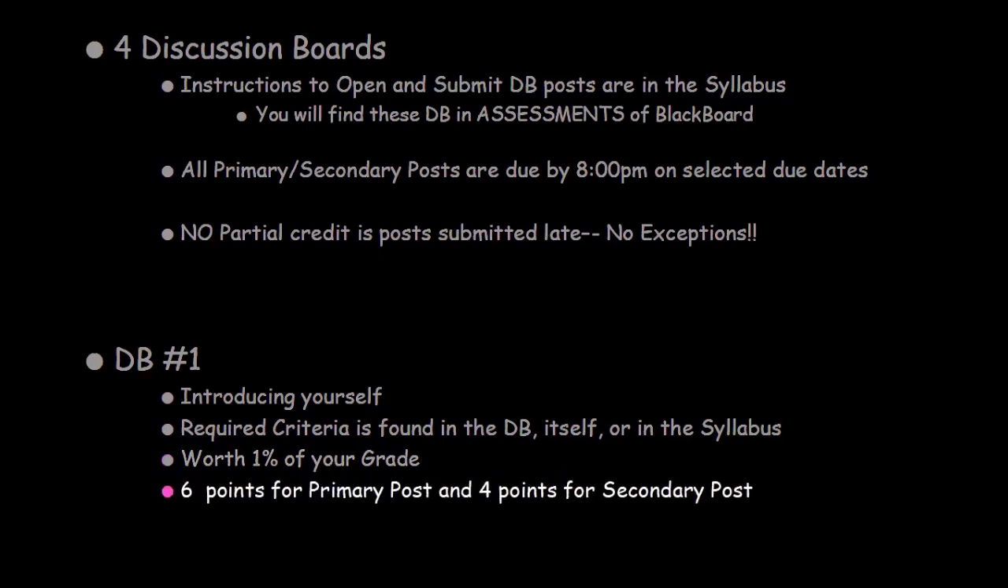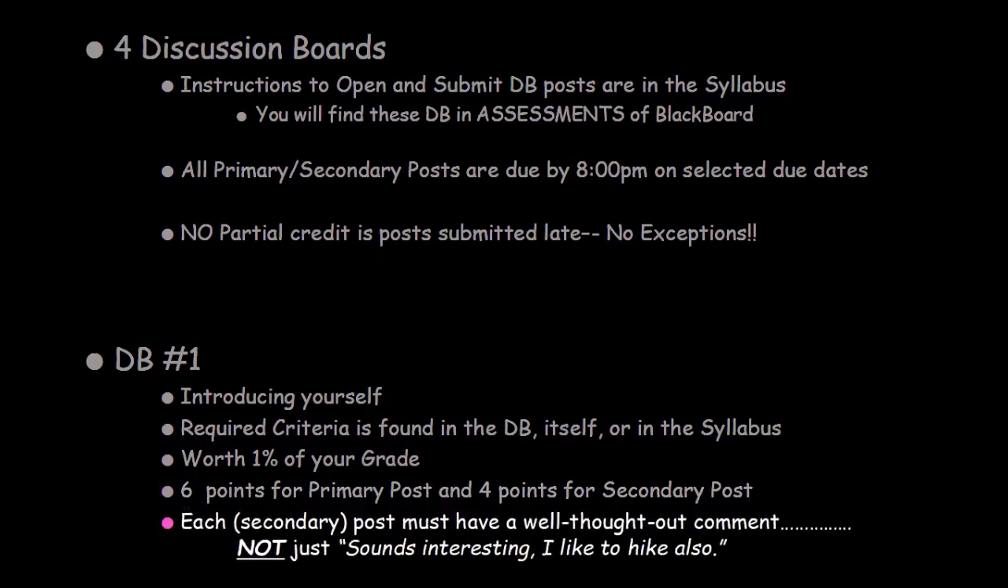I'm going to give you 6 points for the primary post and 4 points for the secondary post. For the secondary post, you're going to comment on a classmate's post. I don't want something very cheaply done, like "sounds interesting, I like to hike also," and that's it. Make it a little bit more meaty. If you saw your classmate in person, you wouldn't be that brief with them. Put some meat into it and show that there's some interaction going on there.